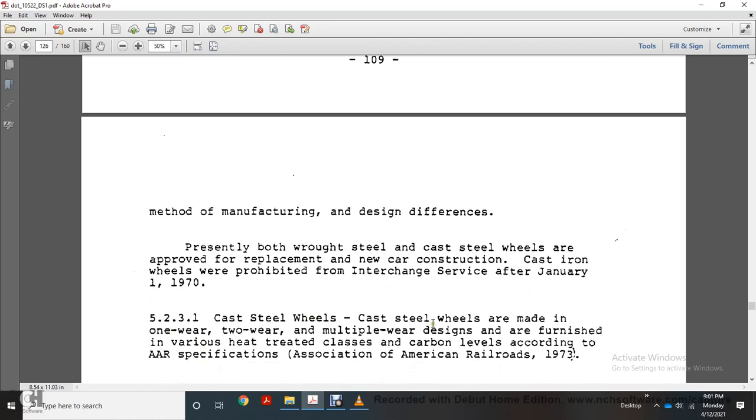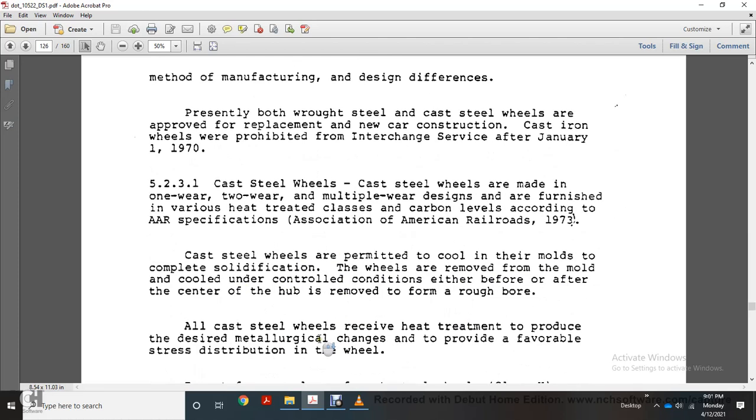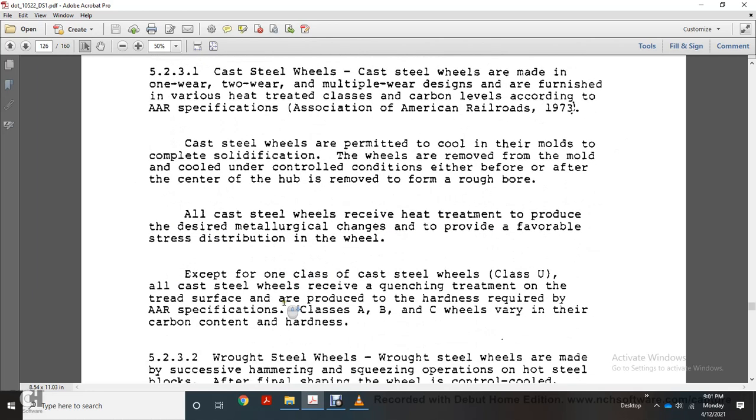5.2.3.1 Cast steel wheels. Cast steel wheels are made in one-wear, two-wear, and multi-wear designs, and are furnished in various heat-treated classes of carbon level according to the AAR Specification, Association of American Railroads, 1973. Cast steel wheels are permitted to cool in their molds until complete solidification, with the wheel removed from the mold and cooled under controlled conditions after the center of the hub is removed from the rough bore. All cast steel wheels receive a heat treatment that produces the desired metallurgical change to provide a favorable stress distribution in the wheels.